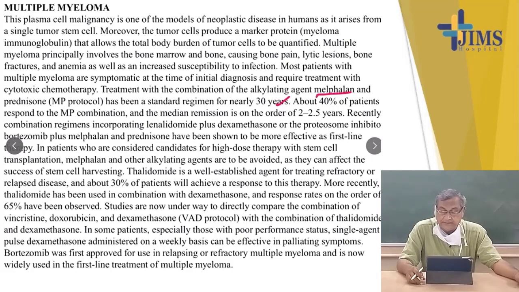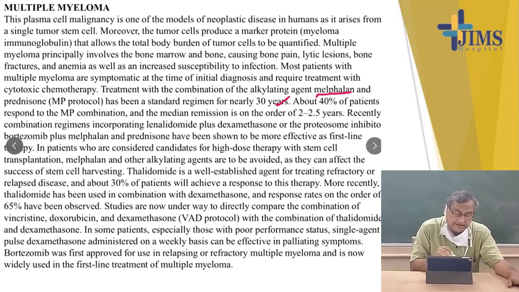Recently, combinations including lenalidomide plus dexamethasone, or the proteasome inhibitor bortezomib plus melphalan and prednisone, have been shown to be more effective as first-line therapy. In patients who are considered candidates for high-dose therapy with stem cell transplantation, melphalan and other alkylating agents are to be avoided, as they can affect the success of stem cell harvesting.